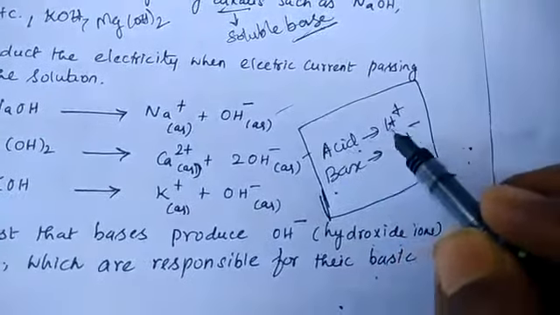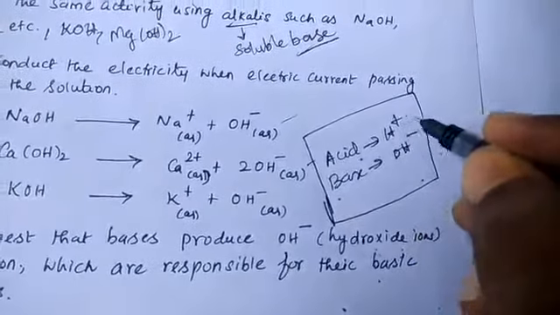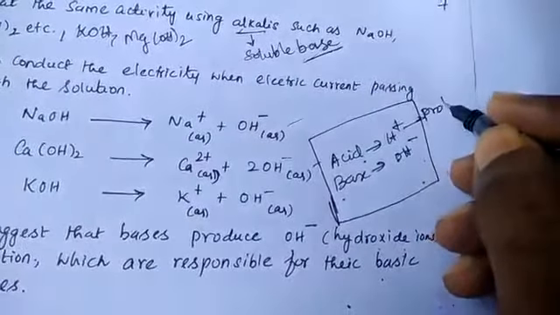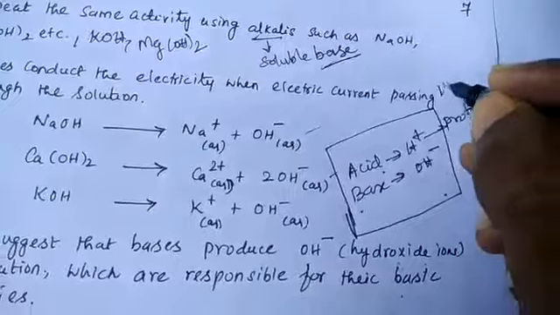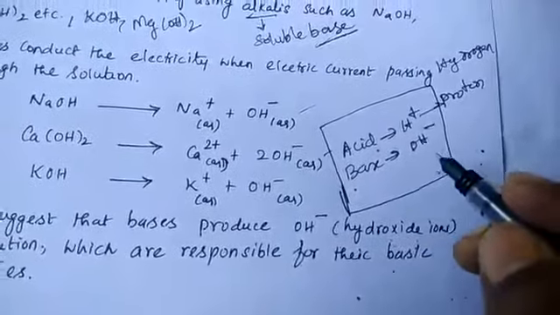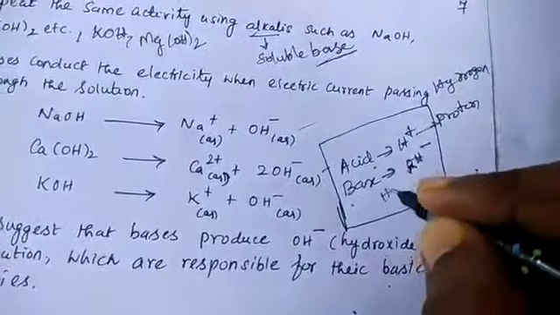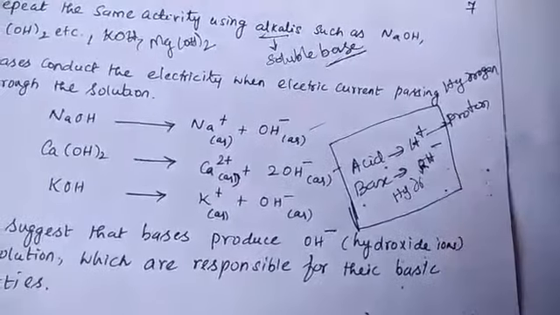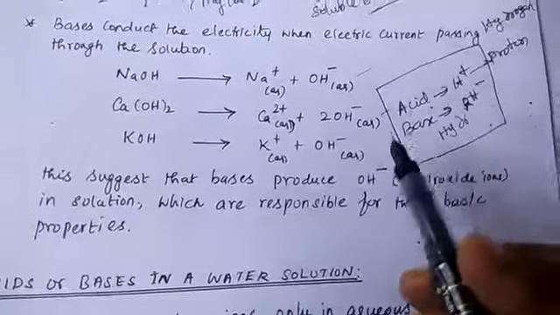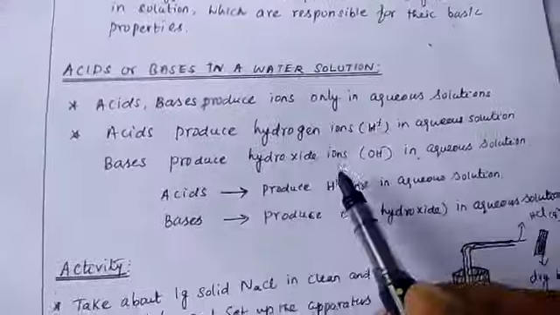All acids produce H plus ion. The H plus ion's name is hydrogen ion, and another name is proton. The scientific name is hydrogen ion. The base's ion name is hydroxide ion. So generally acid produces H plus ion, and base produces OH minus ion.